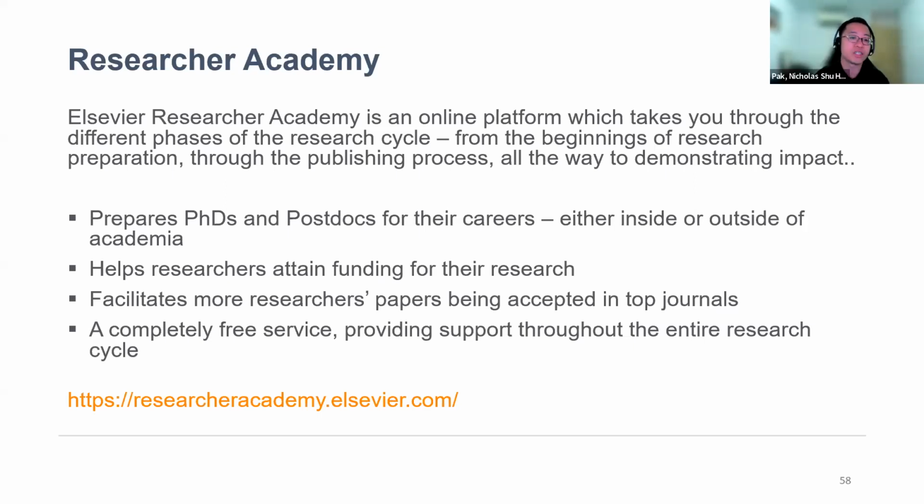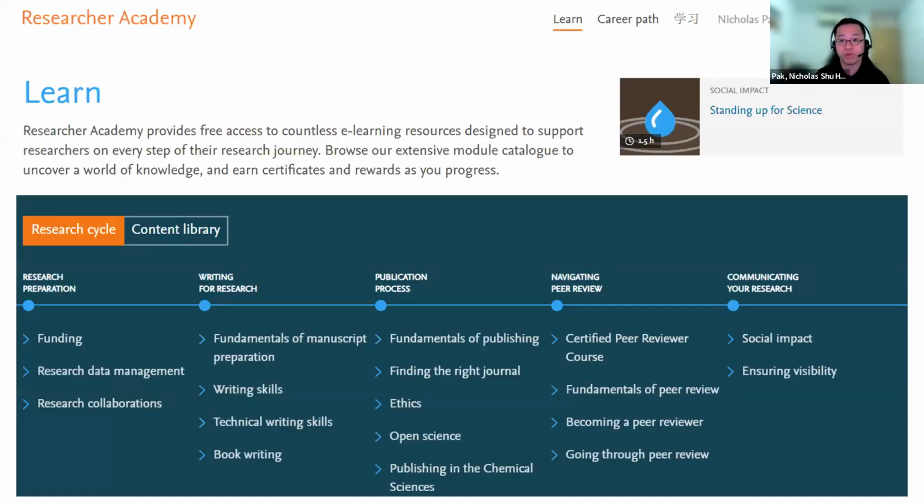We would like to help researchers showcase how they can get funding for their research, and what they can do to allow their work to be accepted in top journals. And this is completely free. You'll be able to find information pertaining to research preparation, writing for research, the publication process, navigating the peer review process, and how to communicate your research accordingly. So this is a free online learning module as well.